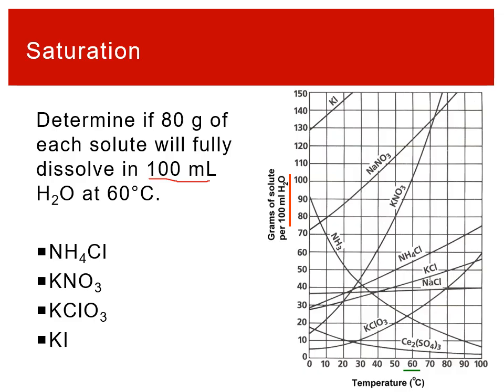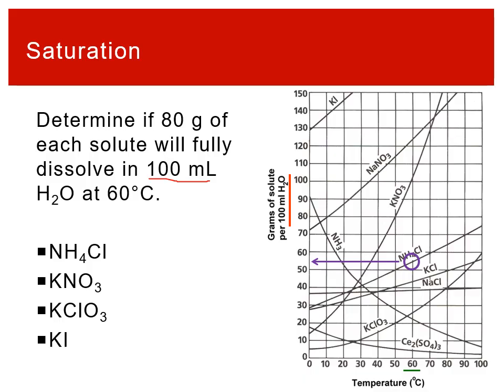So we're at 60 degrees Celsius. These are the conditions our solution is under, and we want to be checking based off of that. When we're dealing with ammonium chloride, once we've picked 60 degrees Celsius, we just find where our line intersects 60 degrees Celsius. We can see that at that temperature for ammonium chloride, only 55 grams is soluble.